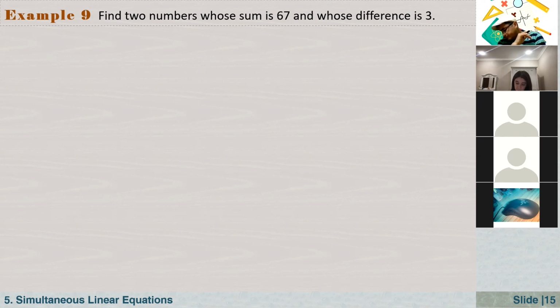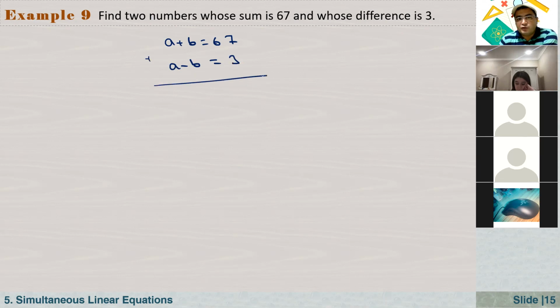I got 32 and 35. Yeah, very easy question, right? Find two numbers whose sum a plus b is equal to 67 and the difference a minus b is equal to 3. If you just add them together, 2a equals 70. What is a? A equals 35. If a equals 35, the second number should be, what is it? 32.